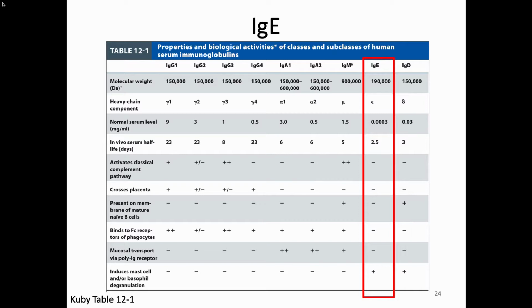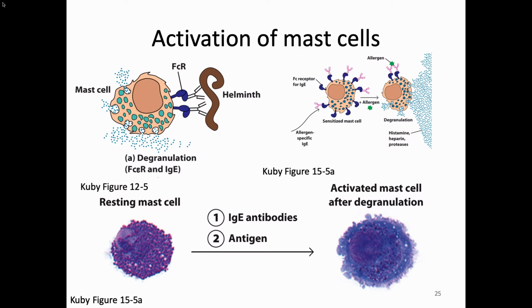The reason why the normal serum level is really, really low for IgE is because it's found somewhere else. It's not usually in the serum. Instead, IgE spends most of its time bound to mast cells. In fact, mast cells have these Fc receptors that bind specifically to the IgE constant region. They are the Fc epsilon receptors. And mast cells just get IgE covering them.